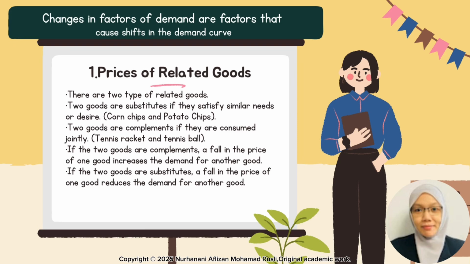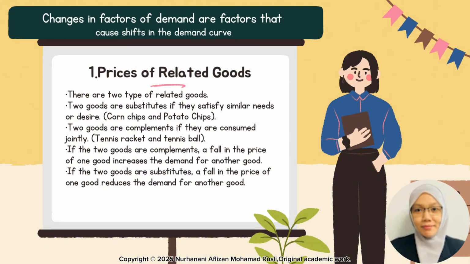Change in factors of demand are factors that cause shift in the demand curve. The first one is price of related goods. So there are two types of related goods. The two goods are substitutes. Two goods are substitute if they satisfy similar needs and desire. For complement, the two goods are complement if they are consumed jointly.